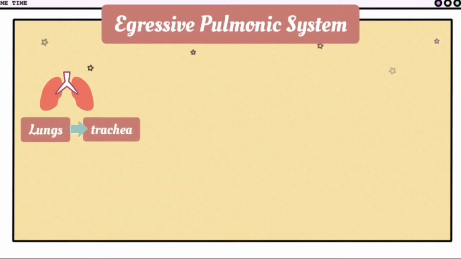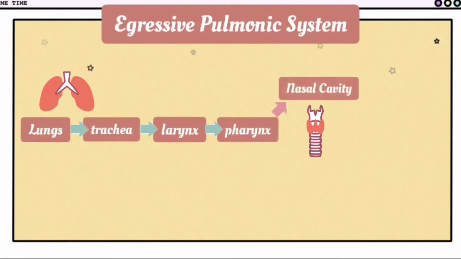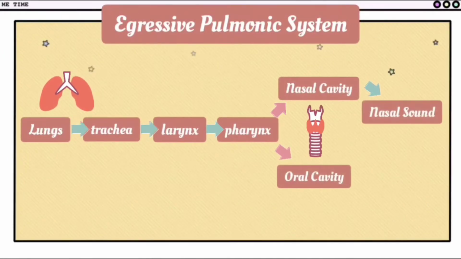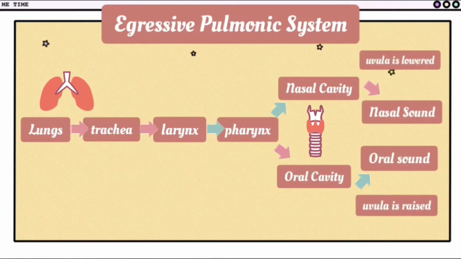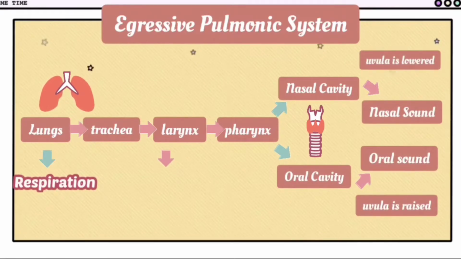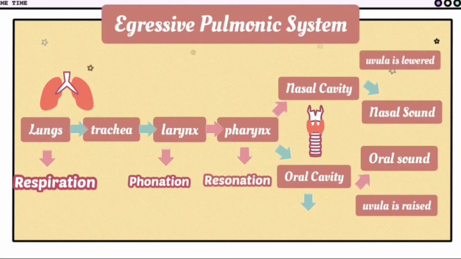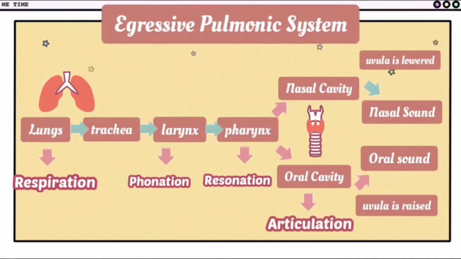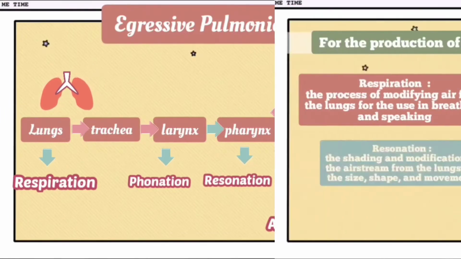There are two different sounds produced through the lungs. In the pharynx, if the air goes up through the nasal cavity, it becomes a nasal sound. The examples are m and ng. But if the air goes out through the oral cavity, it becomes oral sounds. It's like p and w.